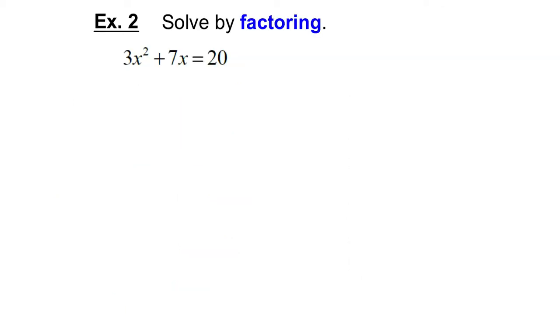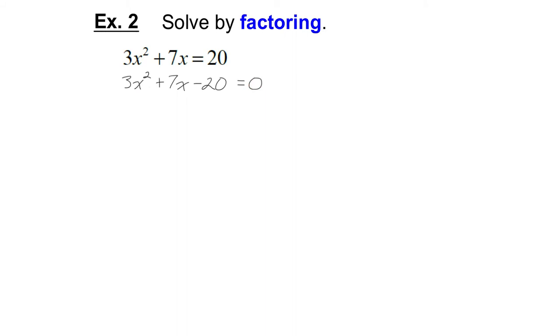Okay, here's another example. Solve by factoring again. 3x squared plus 7x equals 20. Notice this is equal to 20, not equal to 0. So I need to change this equation so that it's equal to 0 first. So I end up with 3x squared plus 7x minus 20 equals 0. Now that we have our equation equal to 0, now I can try to factor.